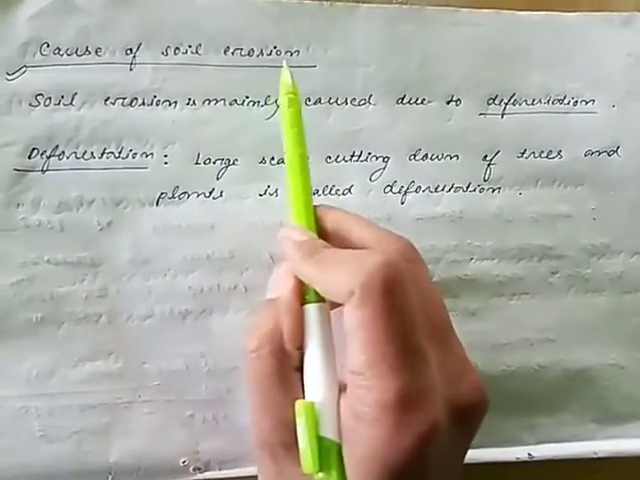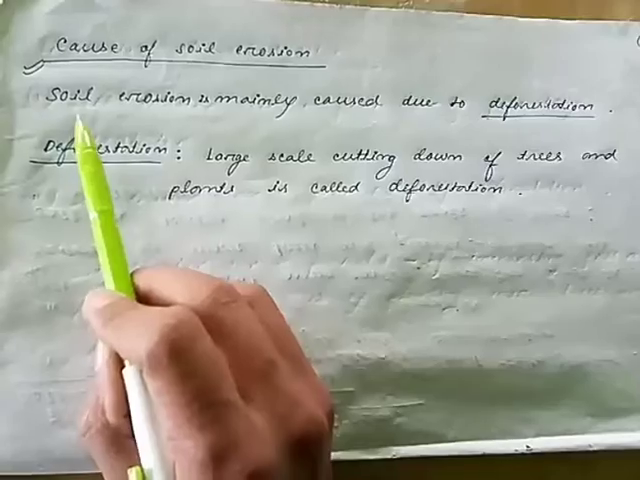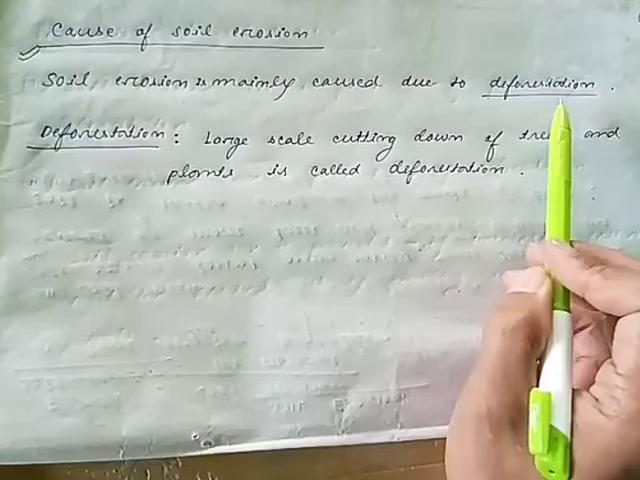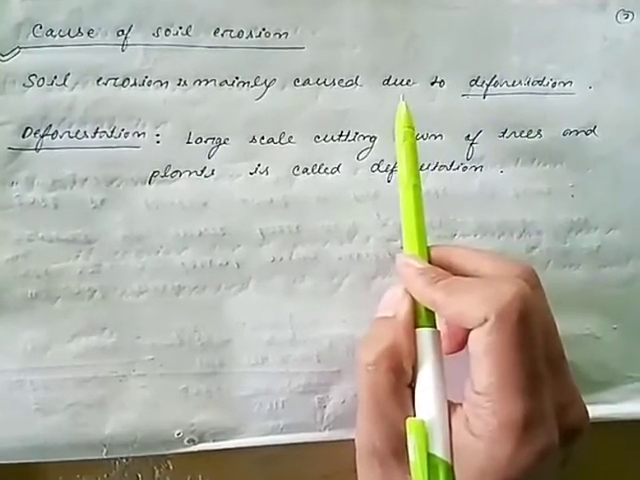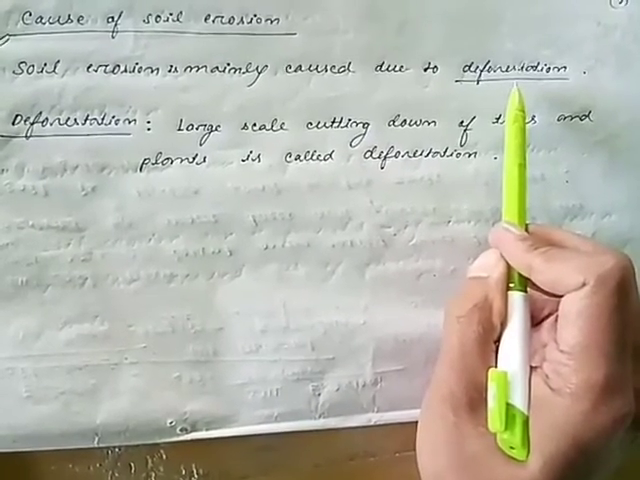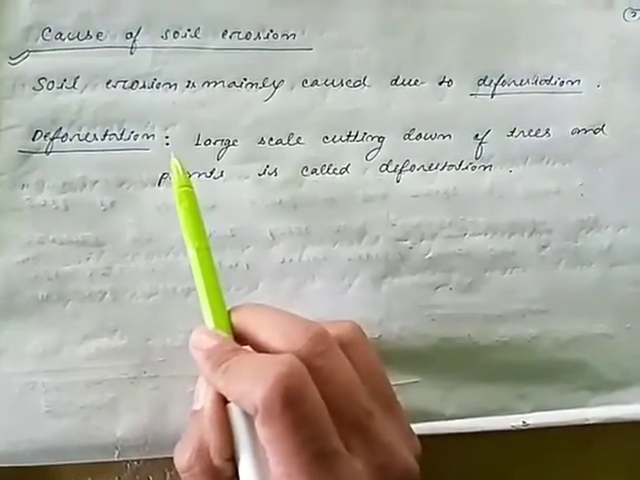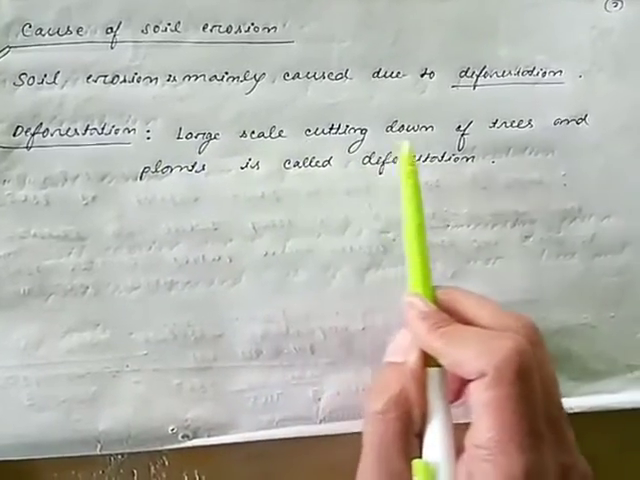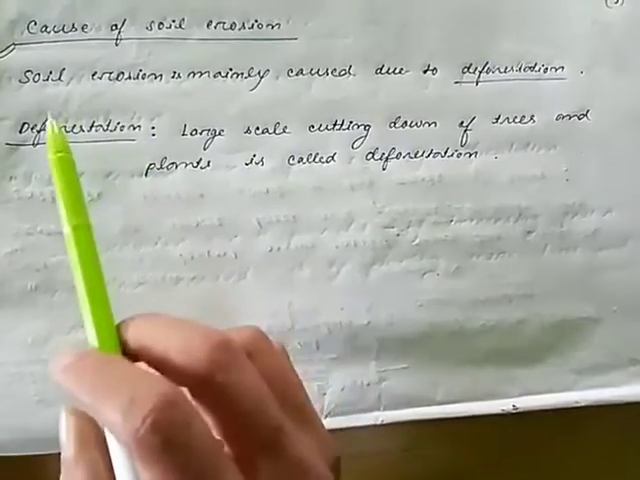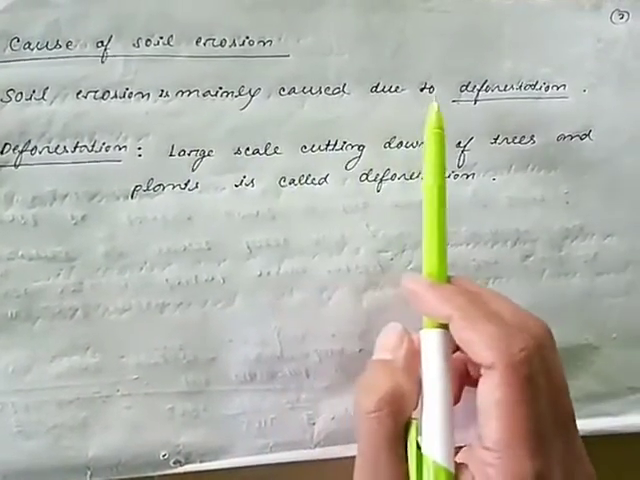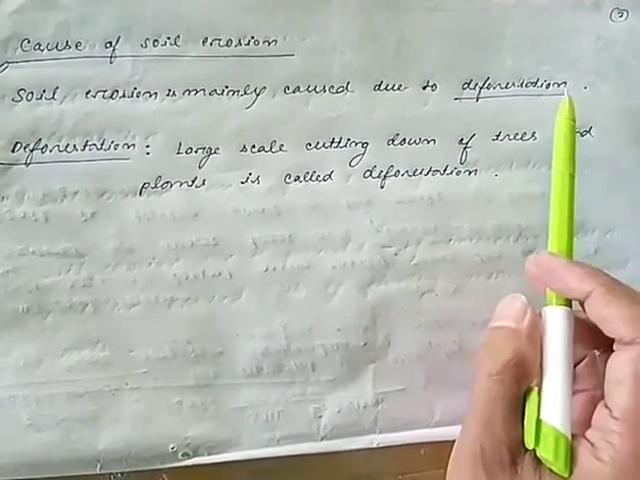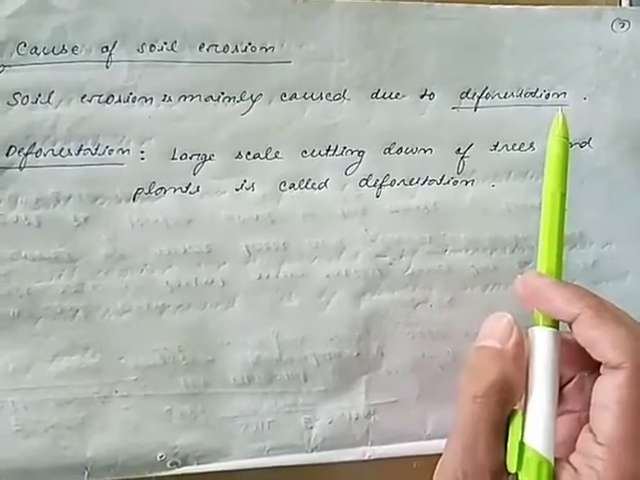Now, causes of soil erosion. Soil erosion is mainly caused due to deforestation. Now, you know what is deforestation? Deforestation means large scale cutting down of trees and plants. So soil erosion is mainly caused due to large scale cutting down of trees and plants. That is the main reason of soil erosion.